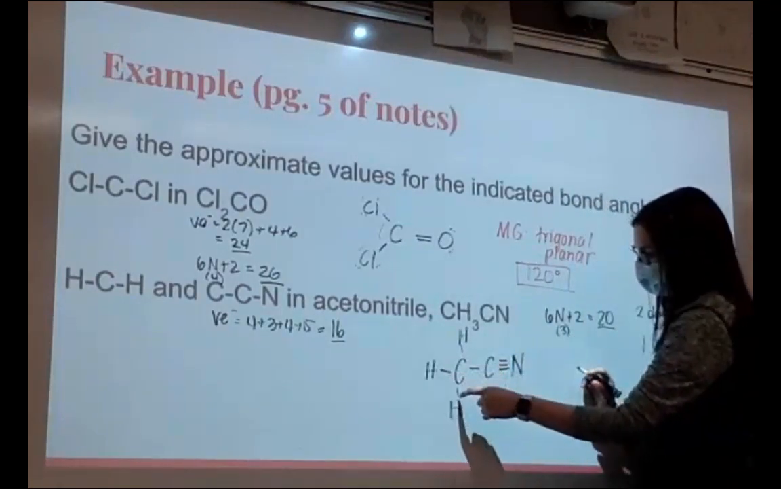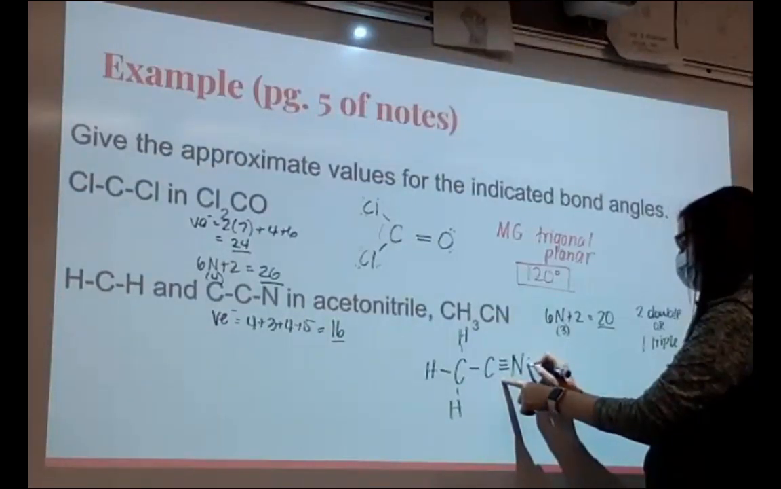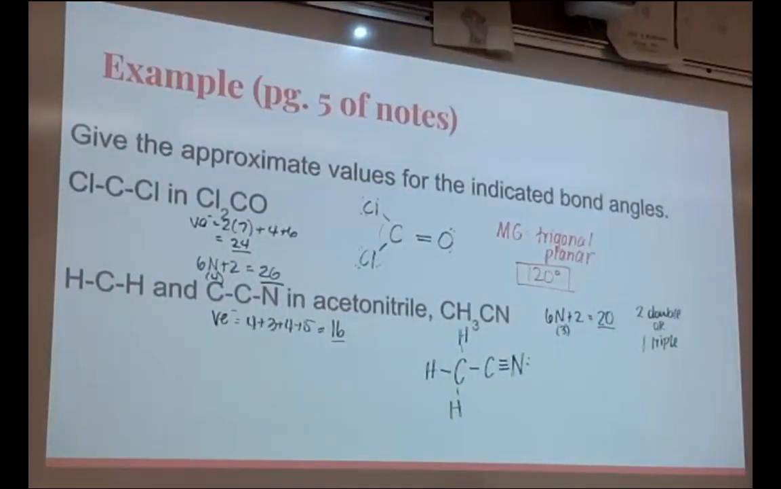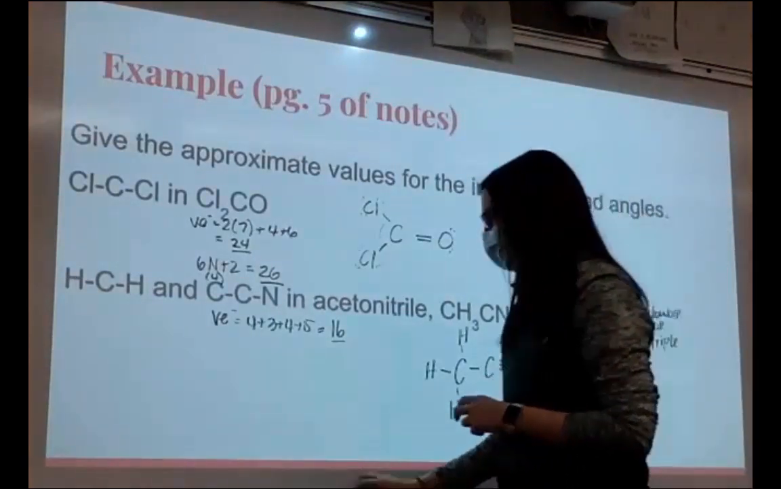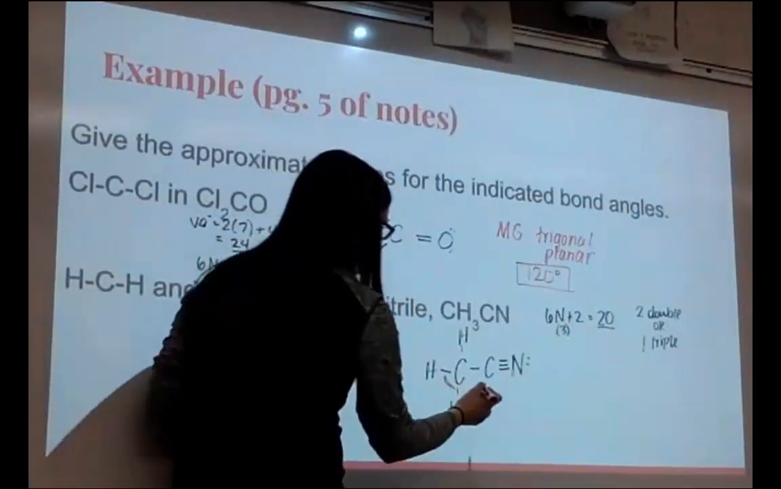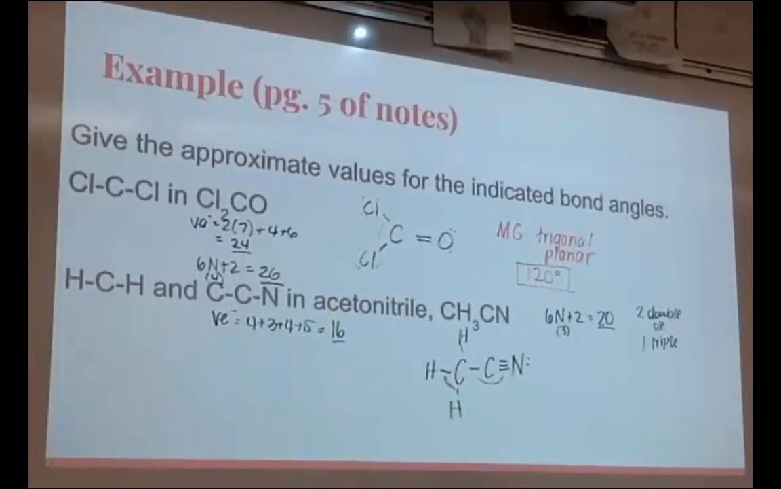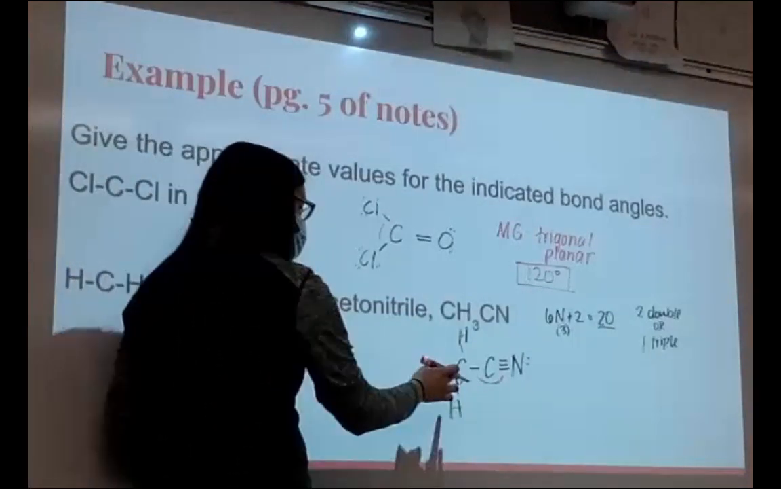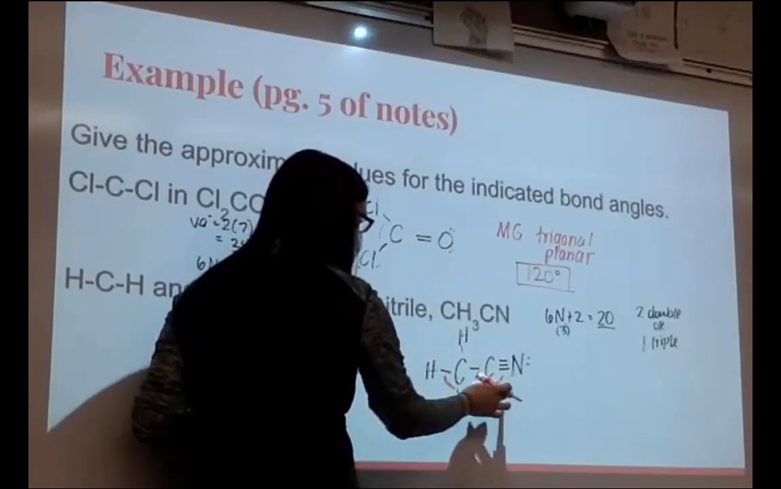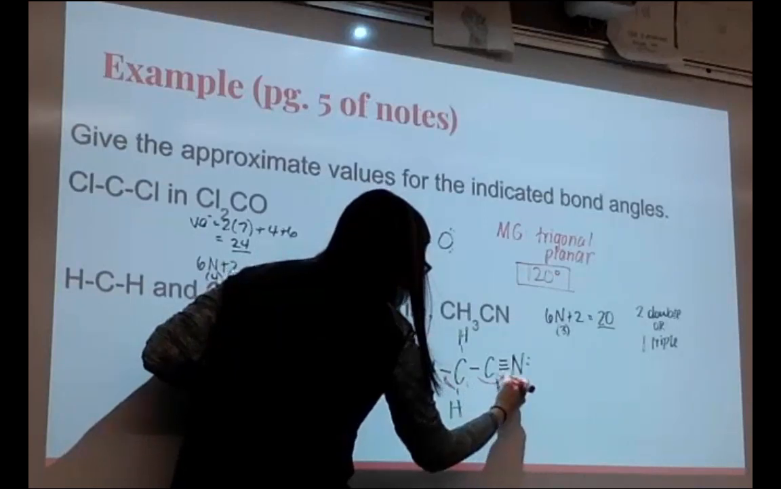So I have 2, 4, 6, 8, 2, 4, 6, 8. Nitrogen only has 6. So there's acetonitrile. Now it wants 2 bond angles here. It wants one of these bond angles, and it wants this bond angle. So we actually have 2 different molecular geometries here. We have the molecular geometry around the first carbon and the molecular geometry around the second. So I'm going to number these C1 and C2.